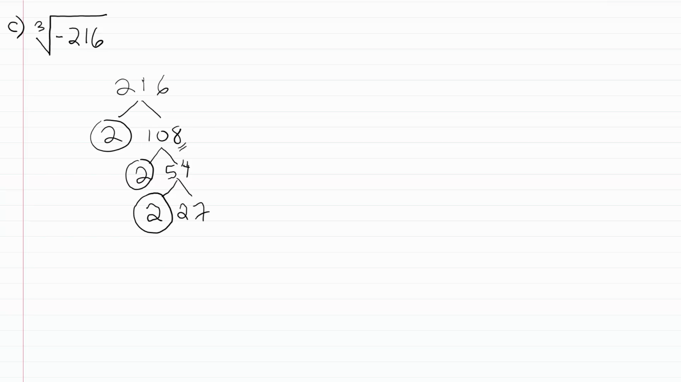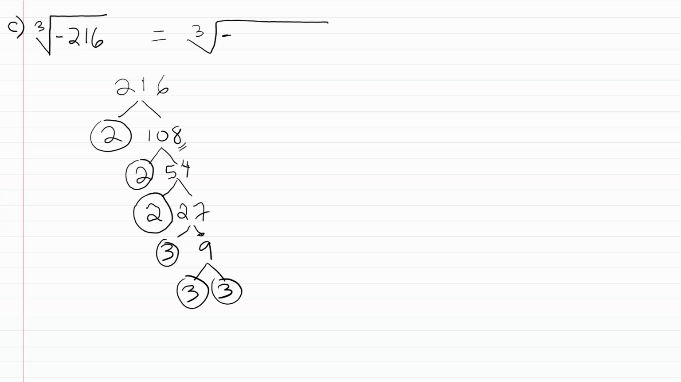Now, 27 is certainly 3 times 9 from our times tables. So I can circle the 3 here. That's a prime number. And then 9 is what? 3 times itself, right? So now we have all the factoring done. This number is basically the same as saying the third root of negative, because it's negative, right? 2 times 2 times 2 times 3 times 3 times 3. Okay, at that point, you'd be able to look at it and say what?